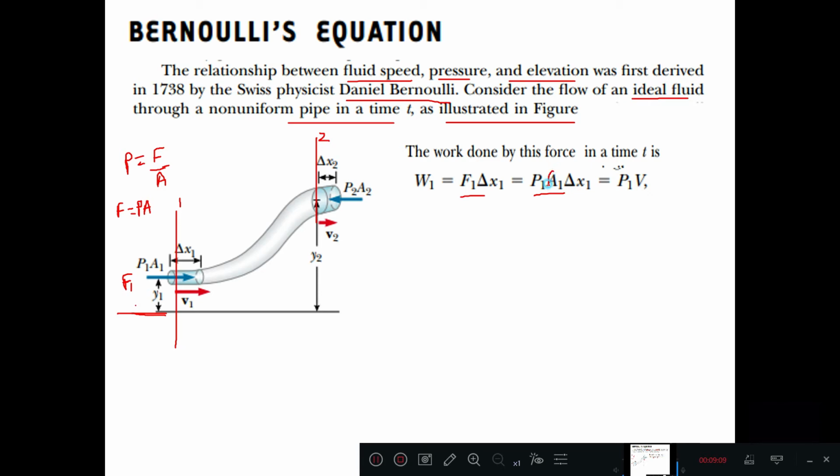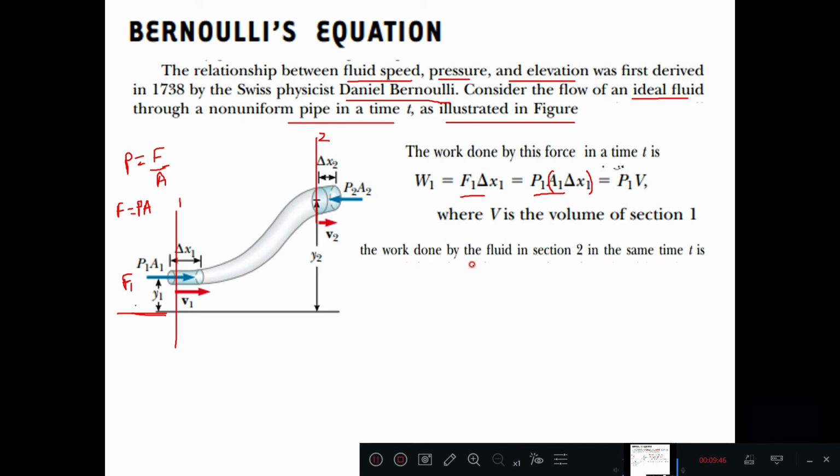Area multiplied by length or distance is what we call volume. So P1 into V. Here you are applying a force, the liquid moves in this direction and covers a certain distance, delta x1. Force multiplied by distance, force into displacement, is the work done. Then we can write force as P1 into A1, and A1 into delta x1 is the volume, where V is the volume of section 1.